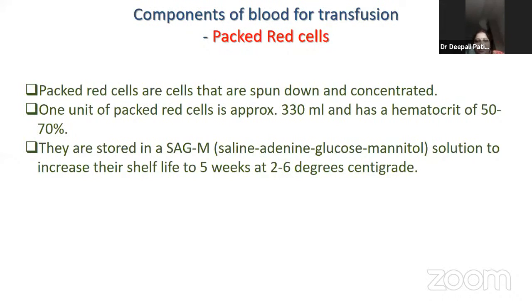These packed RBCs are given to increase the oxygen carrying capacity of blood, and it also helps to get rid of carbon dioxide and other waste products. 1 unit of RBC raises the hematocrit by 2 to 3%.